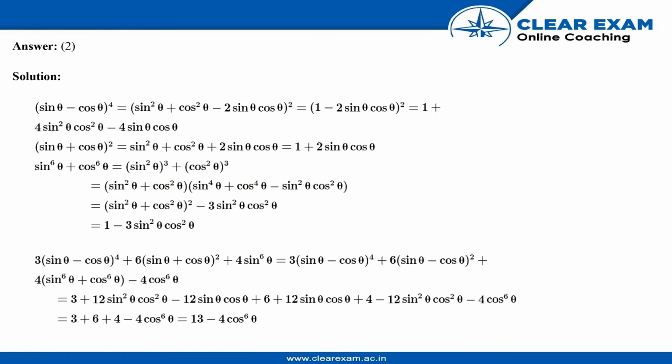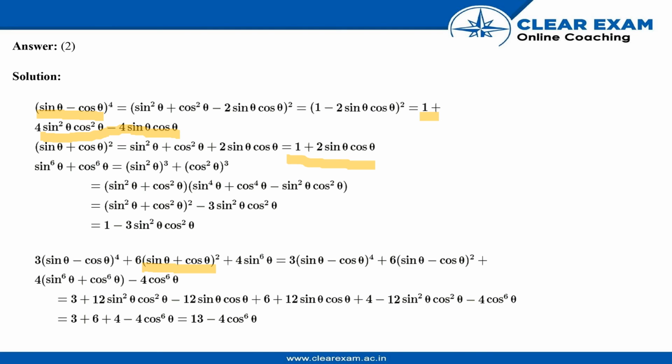Now, in order to solve this question, first of all, we will simplify the given expression, starting with (sin theta minus cos theta) whole to the power 4. That is simplified here, and it gives the value 1 plus 4 sin square theta cos square theta minus 4 sin theta cos theta. Now further we will simplify (sin theta plus cos theta) whole square, which gives this value: 1 plus 2 sin theta cos theta.